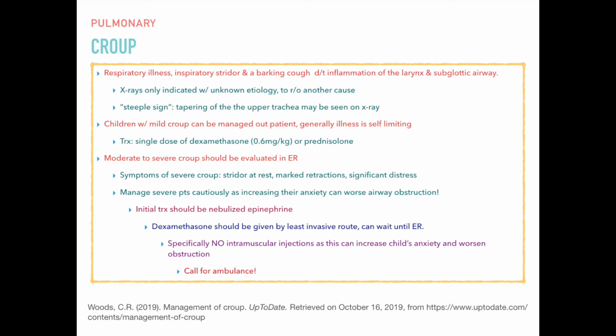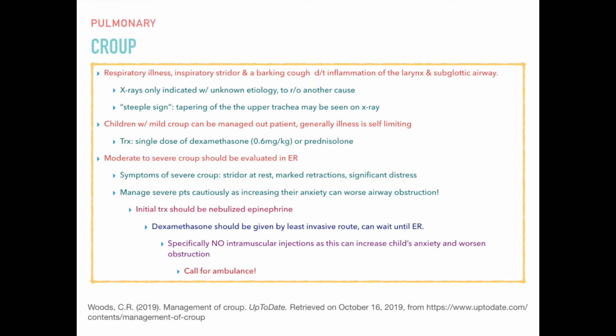Symptoms of severe CROUP include stridor at rest, marked retractions, and then just significant distress. Managing these patients, we need to be very cautious to keep their anxiety level at bay, because if they get really worked up, crying, screaming, this can actually worsen their airway obstruction and you're going to find yourself in a lot of trouble. So initial treatment should be nebulized epinephrine.